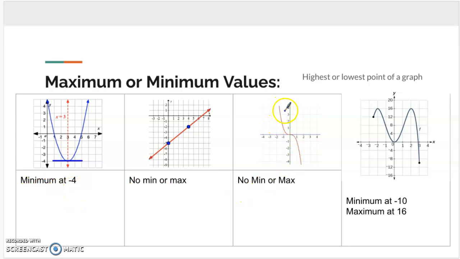Here, there's no arrows. If there was no arrows, then we would have a minimum and maximum value, but we're assuming that there are arrows here, which means, again, it's going to keep going up and it's going to keep going down, which means there is no minimum or maximum value. Here, our minimum value, our lowest value is -10. Our highest value is 16.